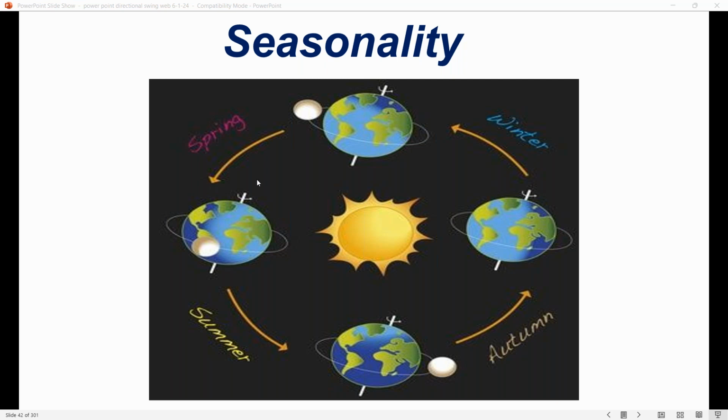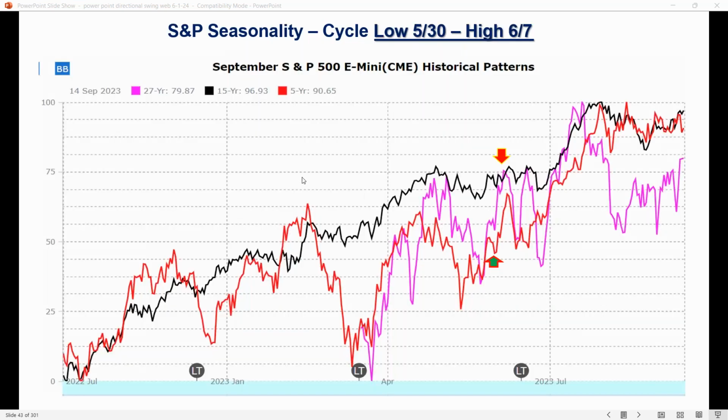Also, I always want to know, okay, what is seasonality? Is there any big seasonality effect going on? Sometimes there are big seasonal trends, and other times they're not as strong. So currently, this is kind of where we are at present. We are looking at the S&P 500. This is my seasonality continuation charts. And this is the S&P 500 September timeframe. These go back 5 years, 15, 27 years.